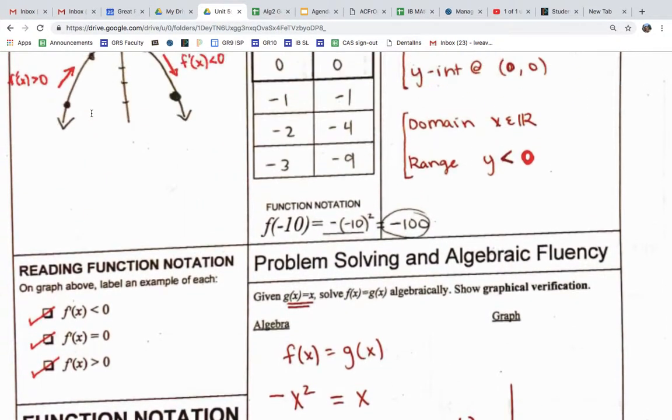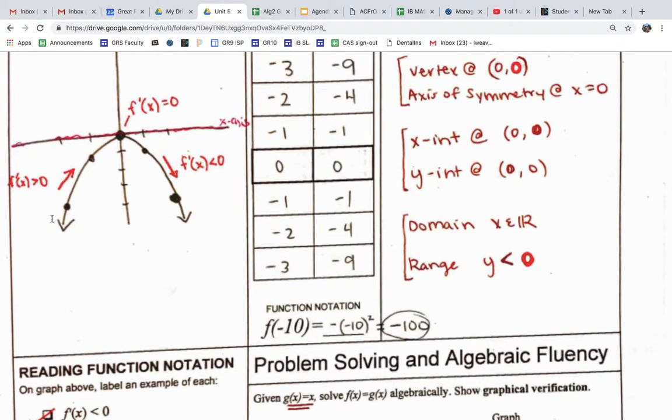Going to reading function notation, if I read this left to right, so I trace my pencil here, and I go left to right, here my pencil's going up. I am increasing, so my rate of change, f prime of x, is greater than 0. Here it stops, so f prime of x equals 0, and here if I move left to right, I'm moving down. So f prime, the rate of change, is less than 0.